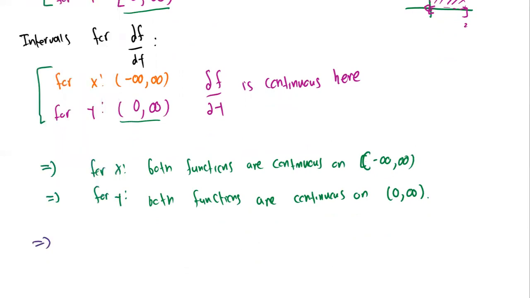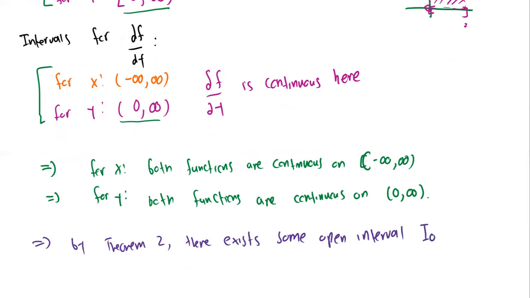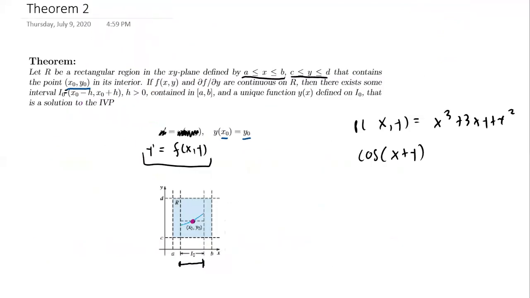In conclusion, by theorem 2, there exists some open interval I naught contained in the interval we found for x. So this is an input interval, if you see here. The interval I naught is contained in the interval we found for a and b. So for the interval we found for continuity, I naught is just some subinterval. We don't know what it is. So this is why this theorem is not as powerful as the other one.